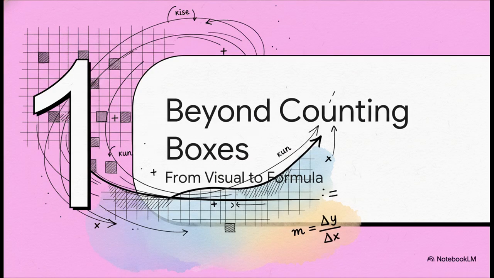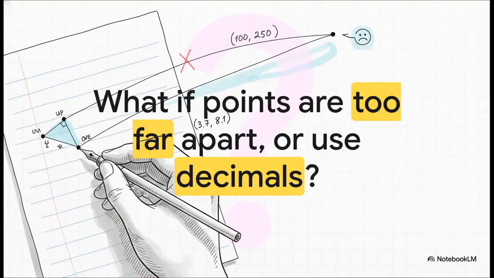We're going to start with what you already know, that whole rise over run thing, and see how we can give it a serious upgrade. Yeah, we've all been there, right? You draw that little triangle on the graph, you count the boxes. It's a great trick. But let's be real. What happens if your points are like 1, 2 and 100, 250? Are you going to draw a graph that big? No way. Or what if you have decimals like 3.7 and 8.1? All of a sudden, counting boxes is a total nightmare.